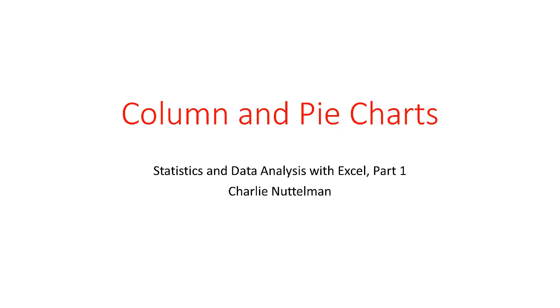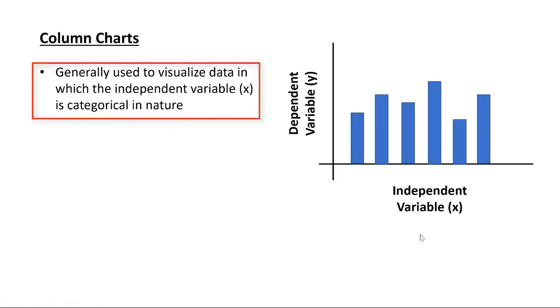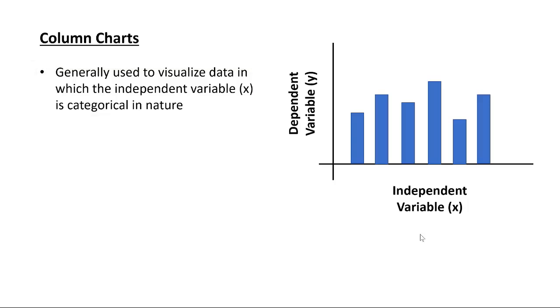In a previous screencast, I showed you how you can make scatter plots in Excel. Now I'm going to show you how to make column and pie charts. Column charts are generally used to visualize data in which the independent variable is categorical in nature. We still have the independent variable on the x-axis, going horizontally, and the dependent variable on the y-axis. With column charts and pie charts, we have categorical data.